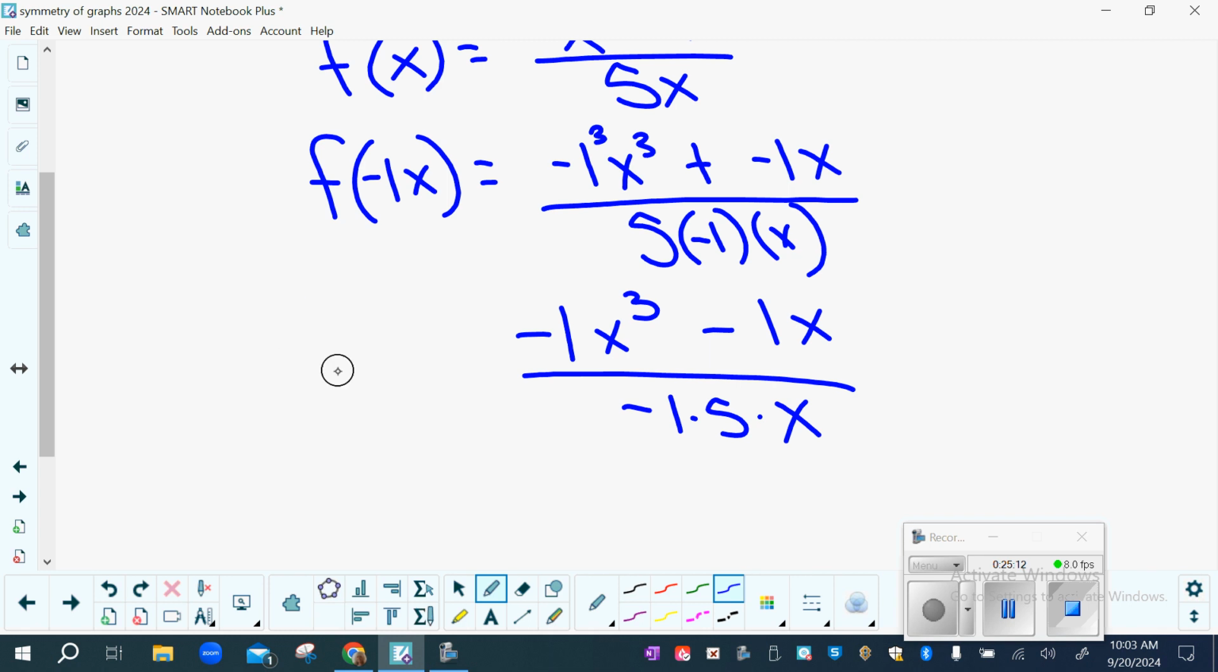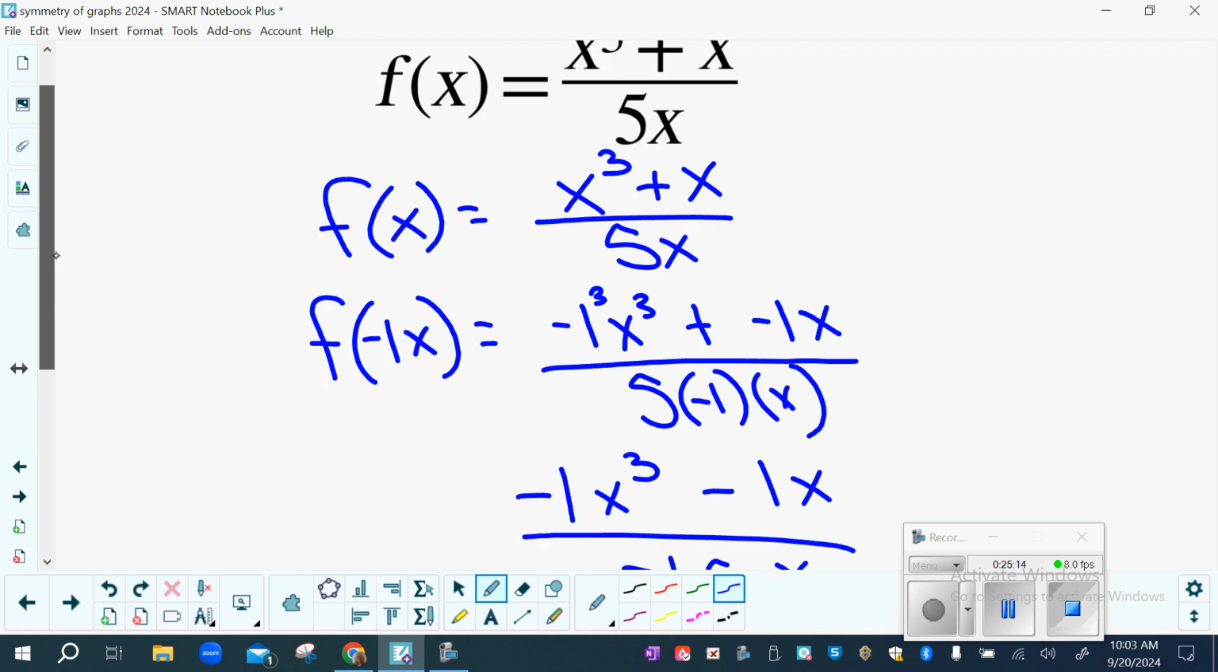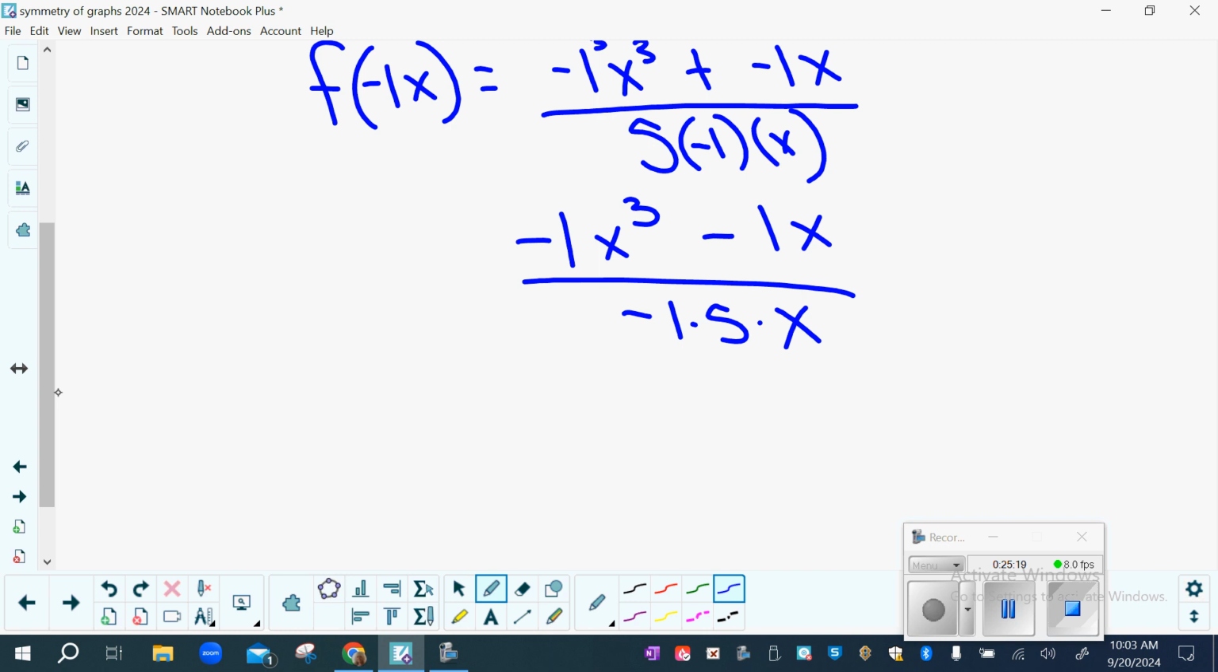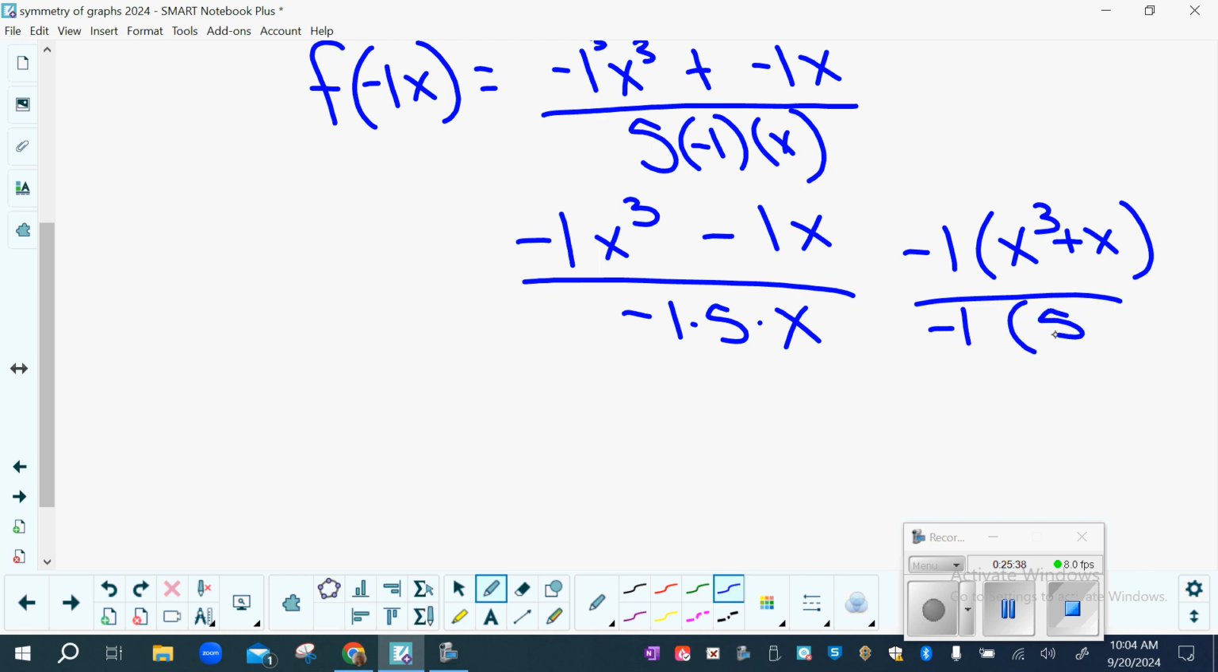And right now you should be saying, that doesn't look anything like that. That's all pluses, and that's all minuses. Guess what I can do? I can do the F word. I can factor this bad boy. Watch what I'm going to do. I'm going to take out the negative 1s. So negative 1 comes out, and I'm left with x to the third plus x. And I'm going to take out this negative 1 from the 5x.